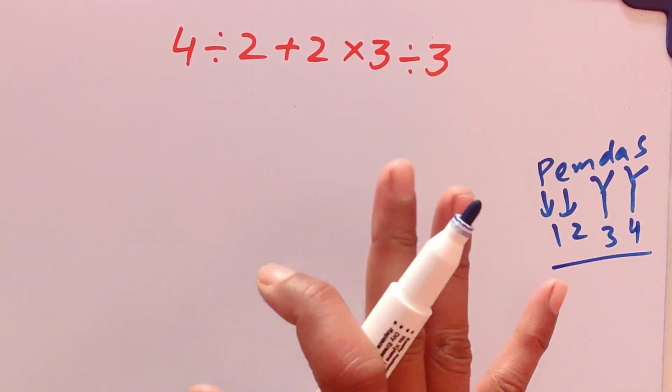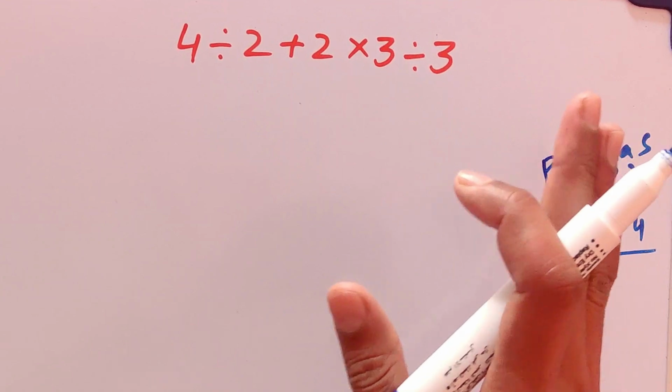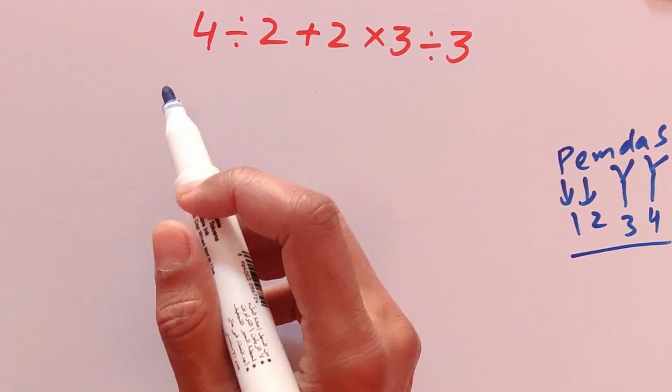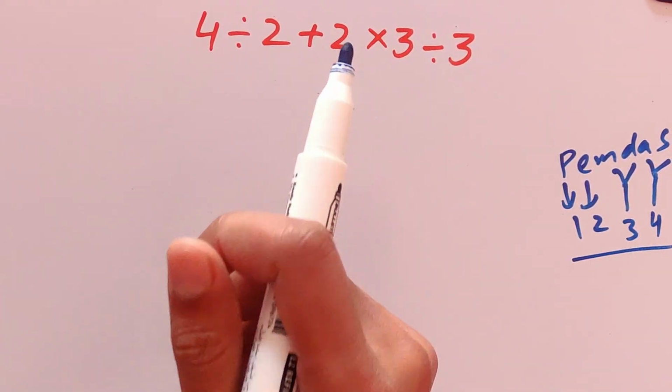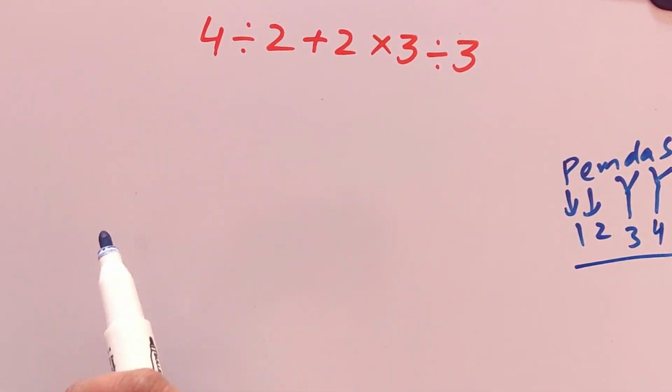Multiplication and division have equal priority and must be done left to right before addition. So no parentheses, no exponents, we scan from left to right for multiplication and division and handle them in order.